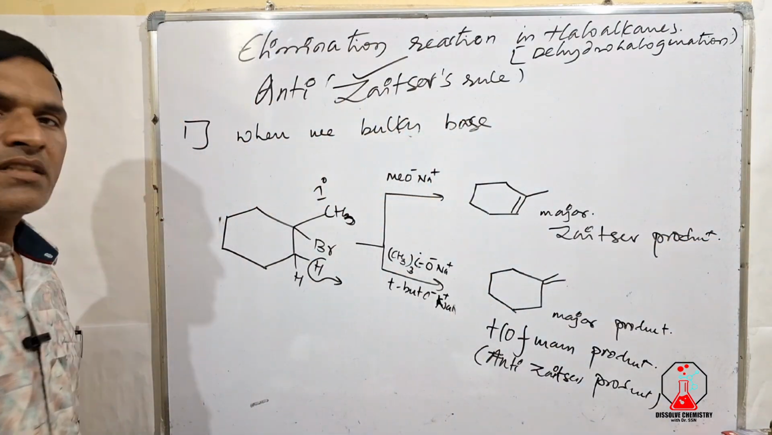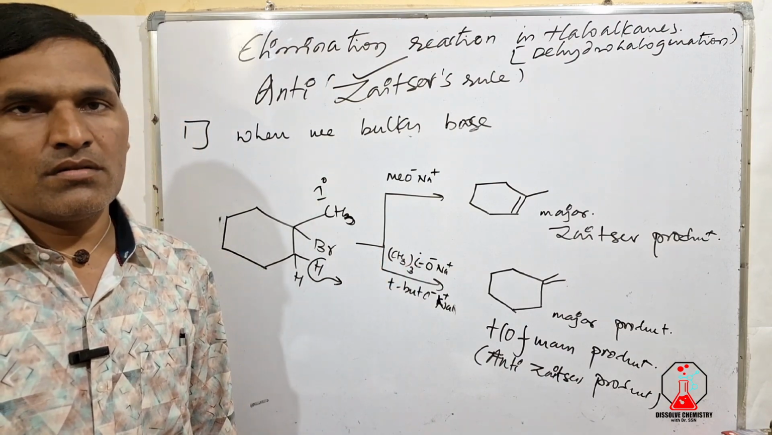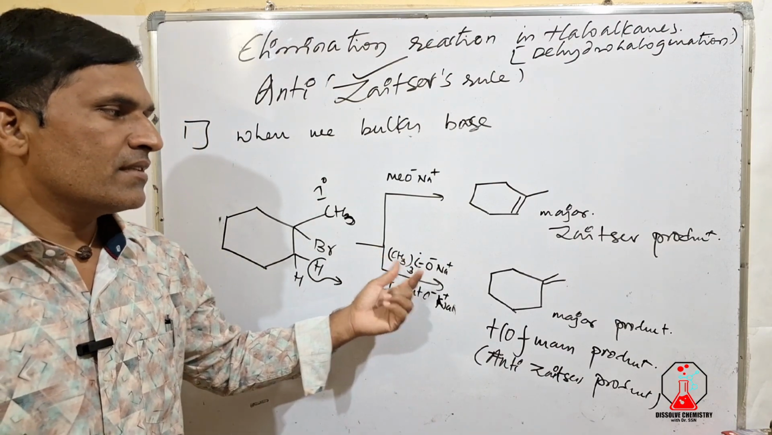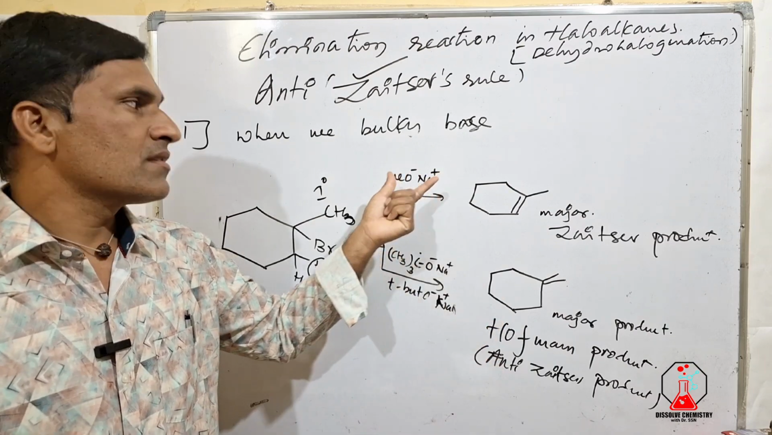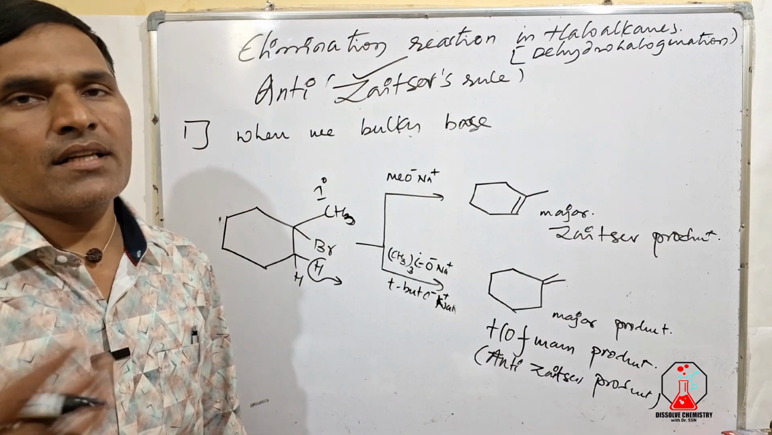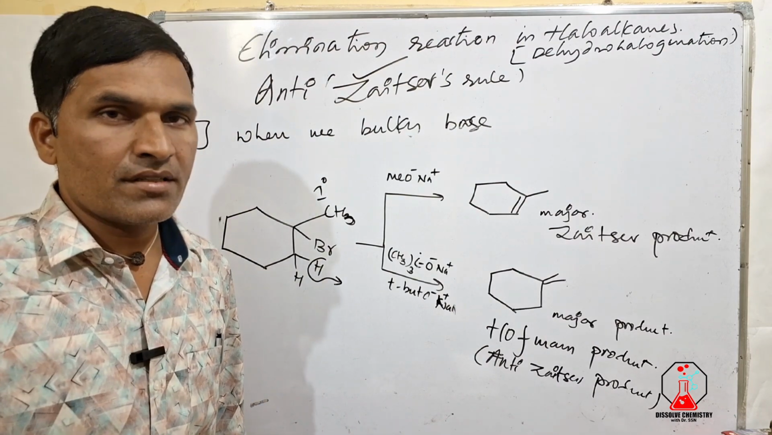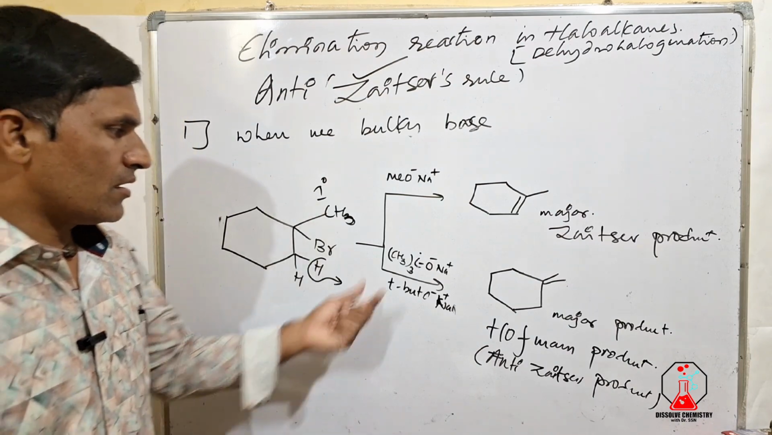Okay, so what is making the difference? The bulkiness of the what? Base. Okay, bulkier than anti-Zaitsev's product. If it is smaller, then we will be getting Zaitsev's product. And the other condition is we must have a stronger base to have the elimination reaction. That condition we won't compromise here.